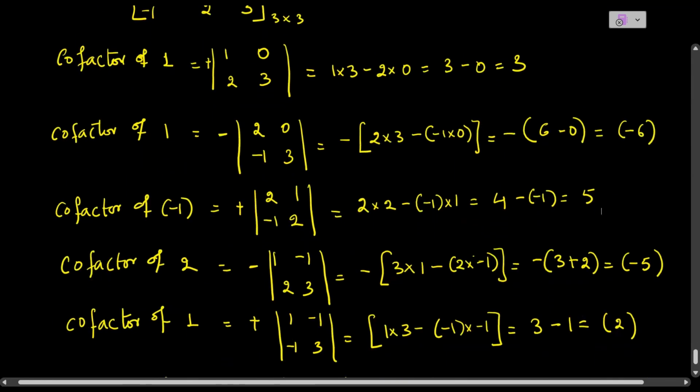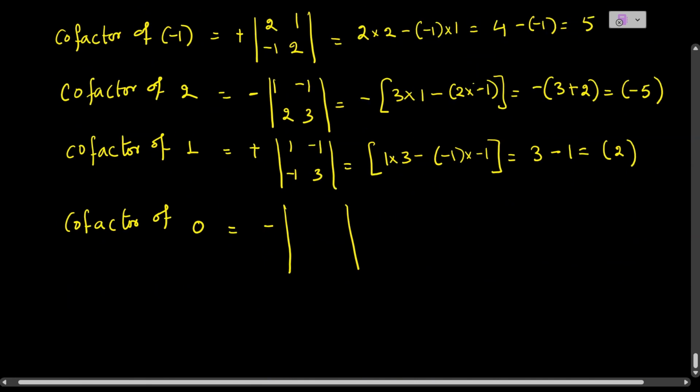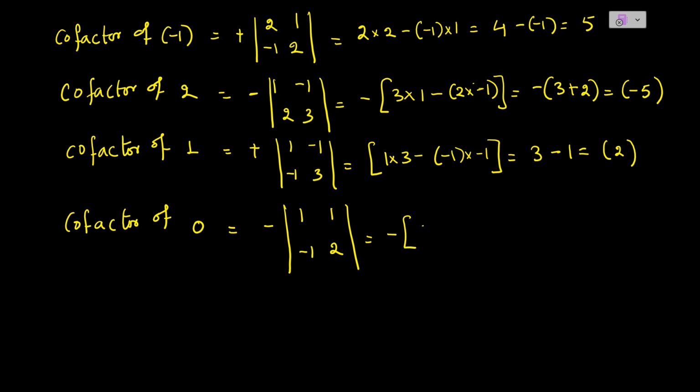The determinant is 1, 1, minus 1, 2. Find its value, students. Minus 1 into 2 minus of minus 1 into 1. This gives minus of 2, 1 into minus 1 is minus 1, minus of minus 1 is plus 1. That is equal to minus 3.